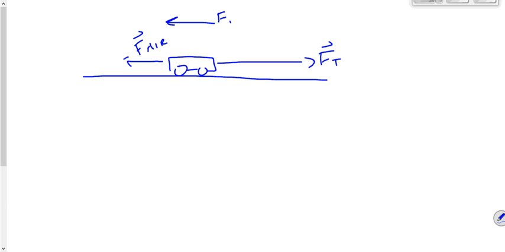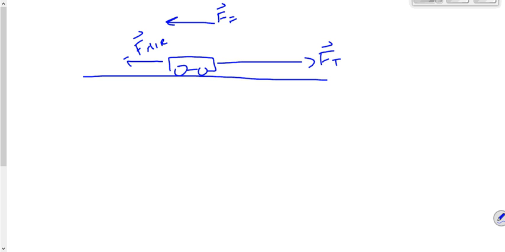Can I draw friction up here, by the way? Yeah, I can draw it wherever I want as long as I have the right direction, as long as I have it roughly the right magnitude. Doesn't matter where I draw it, right? So I choose to draw it up here because if I drew it over here, the diagram becomes a little bit cluttered. Whatever you want to do.